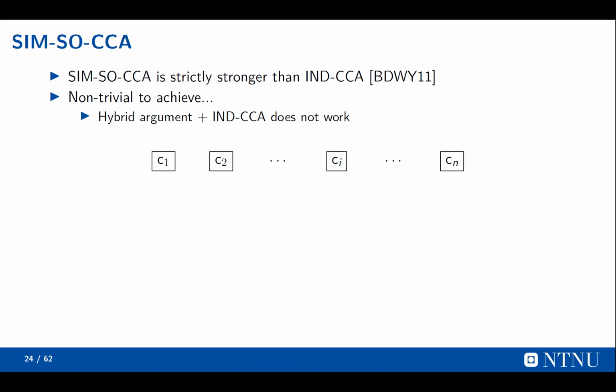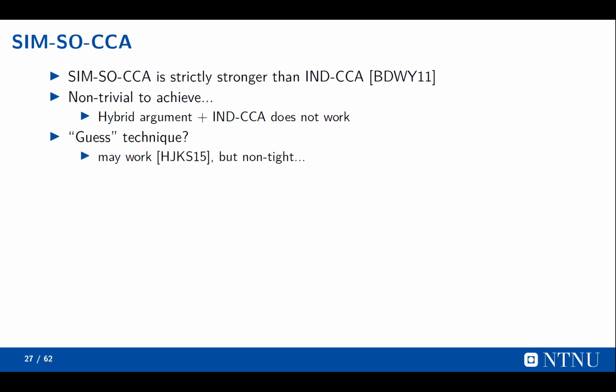For example, one may wonder if we can use the hybrid argument plus an IND-CCA scheme to achieve SIM-SO-CCA security. Such a method does not work, because in the hybrid argument, we want to switch all the challenge ciphertexts to random, one by one. But if we switch the ciphertext to random, then we cannot open C1, the random ciphertext, because it's not under the reduction's control.